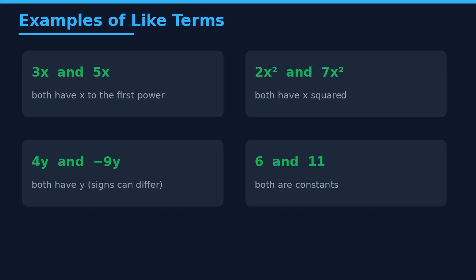Here are examples of like terms: 3x and 5x, 2x squared and 7x squared, 4y and negative 9y, and constants like 6 and 11.